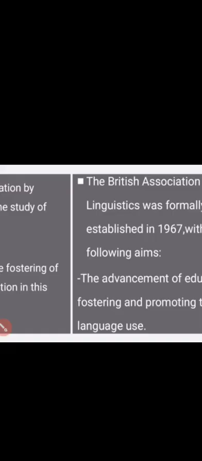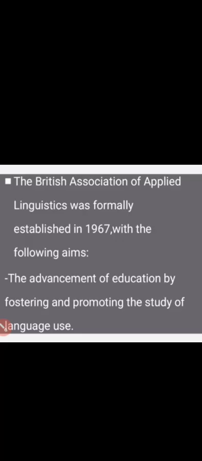And then the British Association of Applied Linguistics was formally established, and that was in the year 1967, having the following aims: the advancement of education by fostering and promoting the study of language use, language acquisition, language teaching, and the fostering of interdisciplinary collaboration in this study.